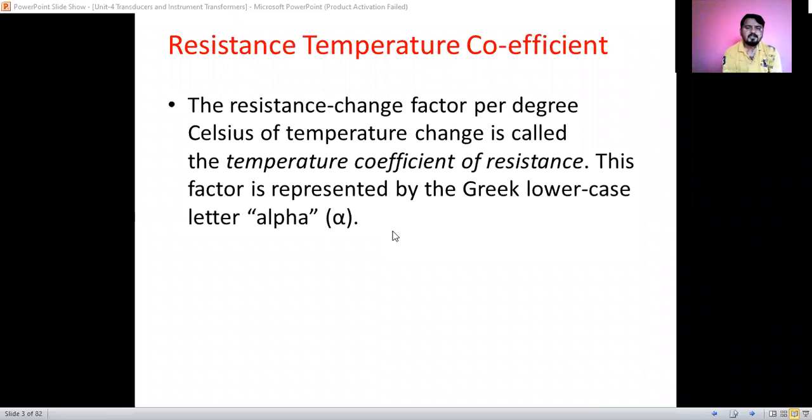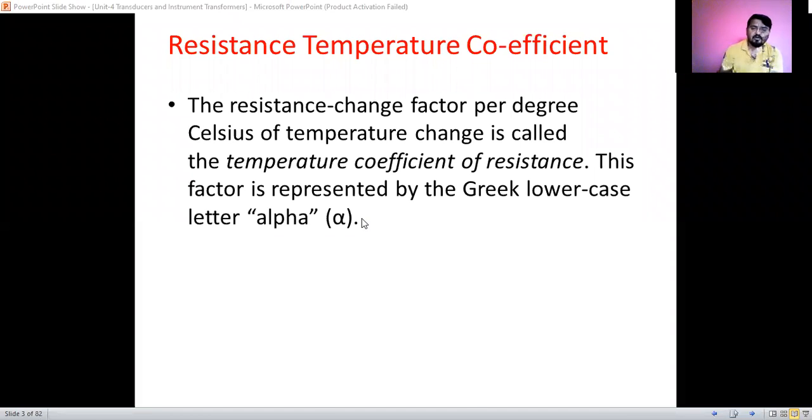ppm per degree Celsius, parts per million per degree Celsius, we are going to call that one here. It is denoted or represented by alpha. So remember the definition of RTC: it is called resistance change factor per degree Celsius of temperature, or per degree temperature change also we can call that one. It is called resistance temperature coefficient or temperature coefficient of resistance. So both are the same only.